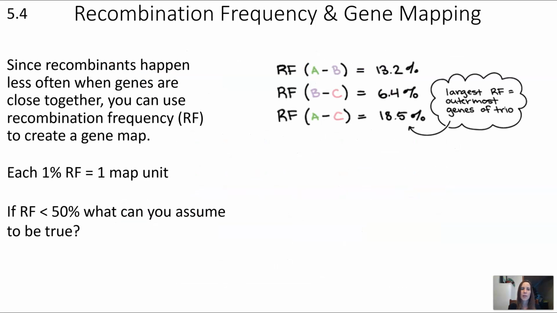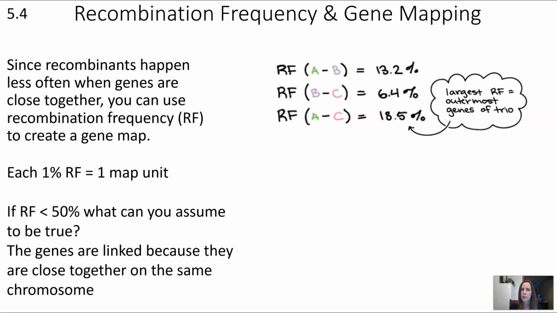So because recombinants happen less often when genes are close together, you can use the recombination frequency to create a gene map. Each percent of recombination frequency, like what percent of the offspring are due to a recombination event, is considered one gene map unit. A little side note as a reminder: if the recombination frequency is less than 50%, so we get recombination less than 50% of the time, what do you assume to be true?